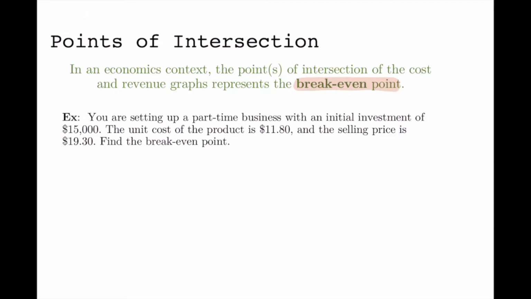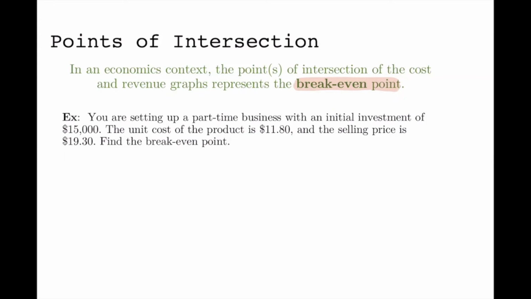For example, you are setting up a part-time business with an initial investment of $15,000. The unit cost of the product is $11.80, and the selling price is $19.30. Let's find the break-even point. So in other words, this is how many items you need to sell in order to not make any money, but also not lose any money. So that's what our break-even point means.